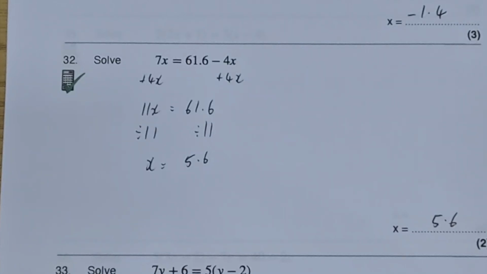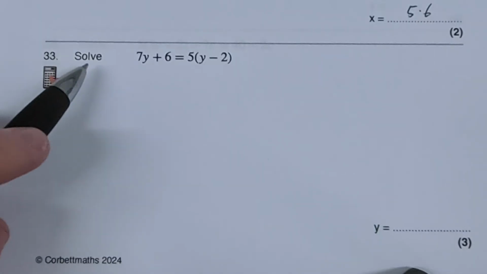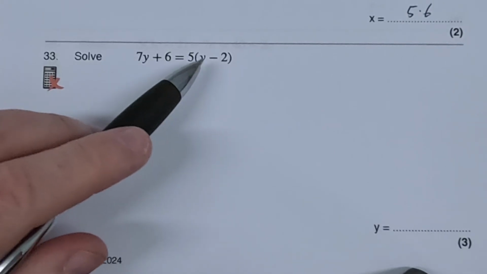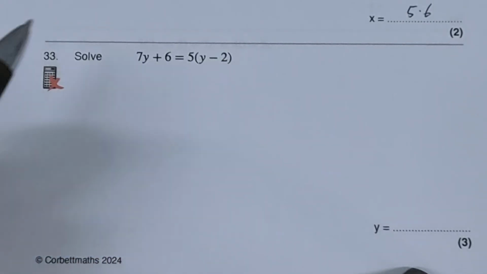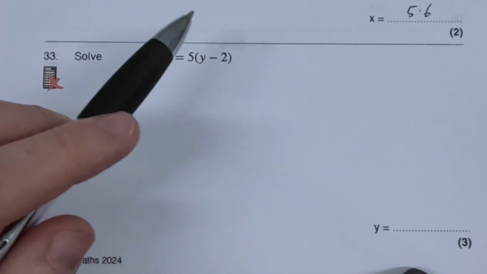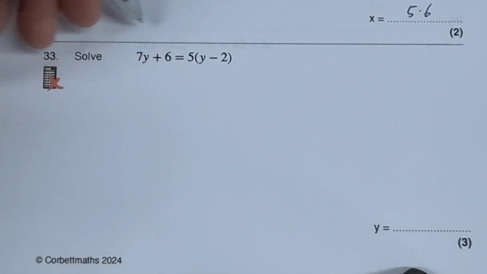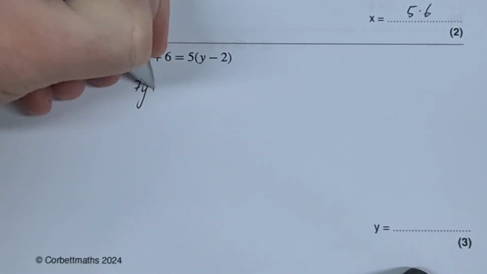Okay, let's look at our next question, question number 33. We've been asked to solve 7y plus 6 equals 5 brackets y minus 2 close brackets. So here we've got y's on both sides, and actually we've got brackets as well. So I'm going to start off by expanding the brackets. So on the left-hand side, that'll be the same, 7y plus 6.